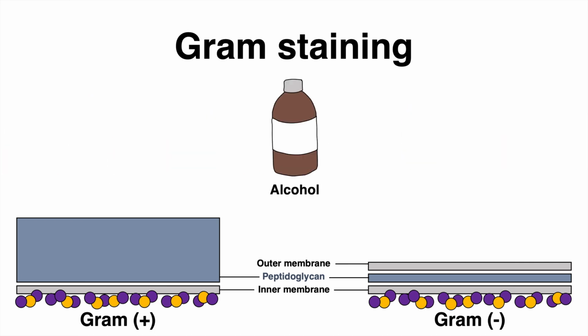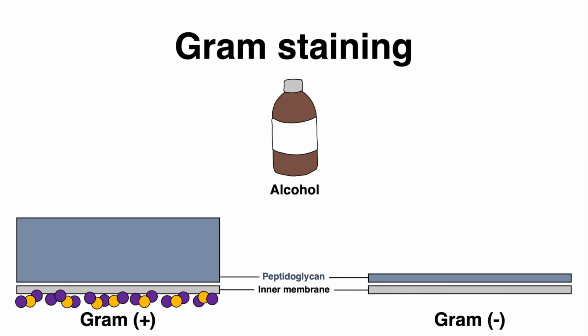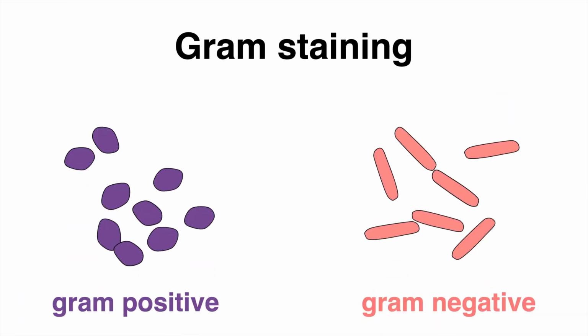The alcohol is doing two things. The outer membrane of the gram-negative is lost and the crystal violet iodine complexes are washed out as well. The thick peptidoglycan layer of the gram-positive, however, traps the crystal violet. The counterstain, which can be safranin, is taken up by both cells and colors the gram-negatives red or pink. In gram-positives, the dark purple color is stronger and therefore they just appear purple.